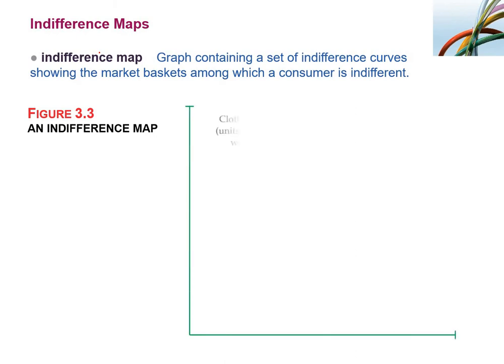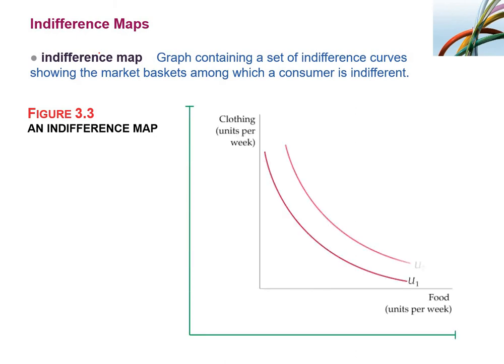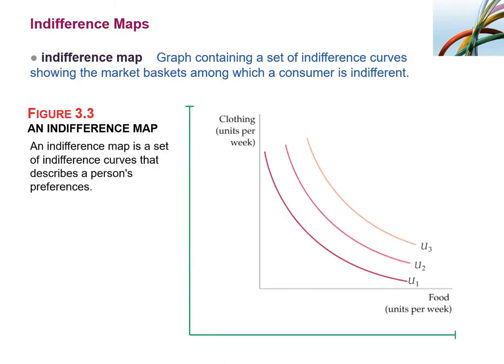So after discussing the indifference curve and the main concept of indifference curve, we are going to discuss some additional concepts of indifference curve. And before discussing those, you should recall the assumptions which we have discussed in the previous slides. So another, or new, concept of indifference curve is that there may be, you can say, an indifference map. It is a graph which contains a set of indifference curves showing the market baskets among which a consumer is indifferent.